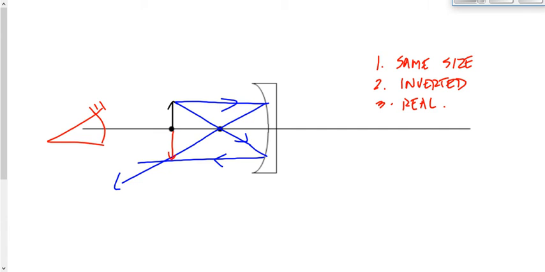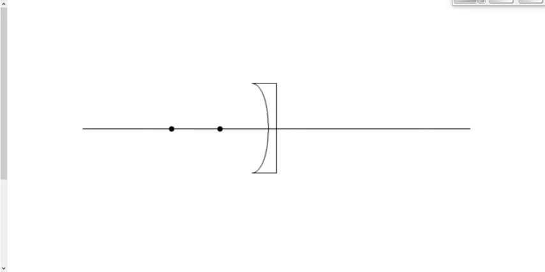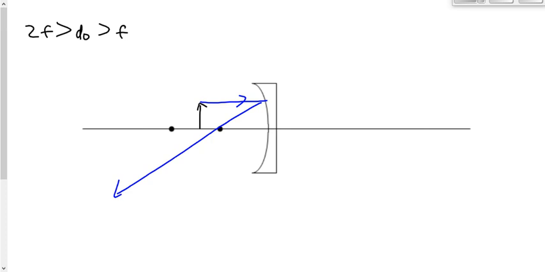Yeah, good point. I'm going to label this. This is DO is equal to 2F, or we could say it's DO is equal to the center of curvature, or R. Next one, we're going to draw our object in between F and 2F. So we're going to say DO is greater than F, but it's smaller than 2F. First ray is going to go from the top of the object parallel and then down through the focal point. Second ray is going to go down through the focal point and then parallel.